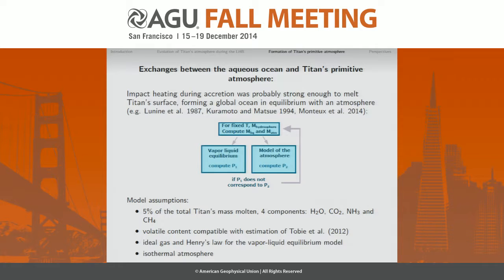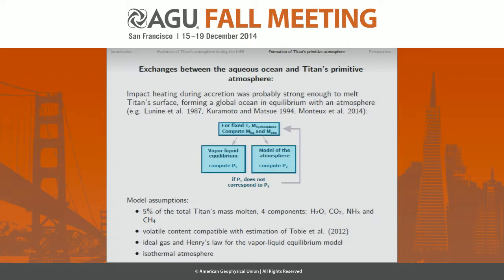We fixed the temperature and the mass of the molten material, and we suppose a split between a liquid phase and a vapor phase. We first use the mass of the liquid and the temperature to compute a first pressure. The problem is that this model is not conservative in mass and does not take into account a model of an atmosphere. That's why at the same time we use a model of an atmosphere that uses an atmospheric mass to compute a second pressure, and we check if the two pressures correspond. If they don't, we resuppose a splitting between a liquid and the atmosphere, and we iterate until this condition is met. In this model, we assume that we melt 5% of Titan's total mass.